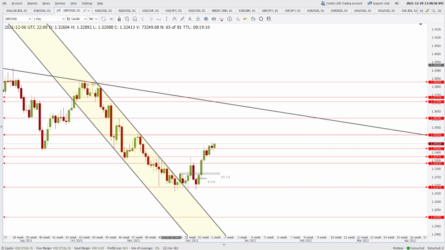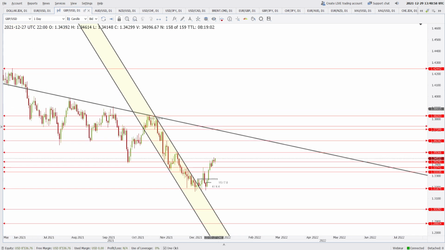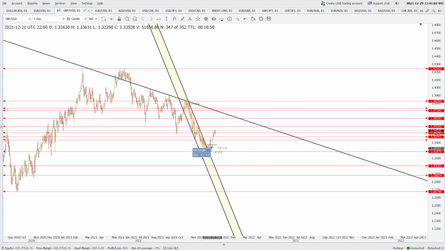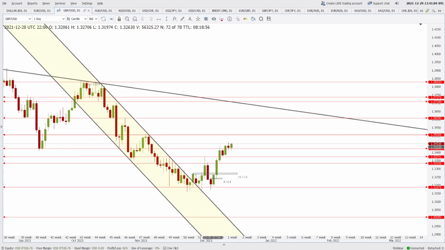Talking about GBPUSD, a day before yesterday we talked about the bullishness of the pound. A closing above 1.3424 has exposed the 1.3506 already, but 1.3506 has been a very important level in the past. We have discussed that also. So I'm expecting sellers to emerge at around the 1.3506 area here.